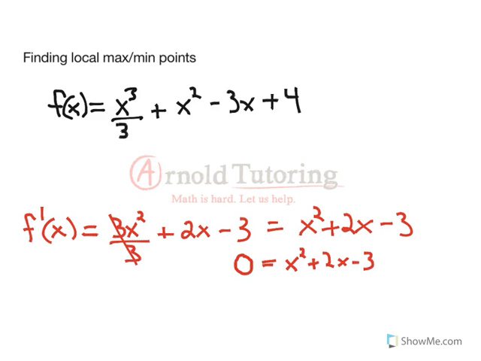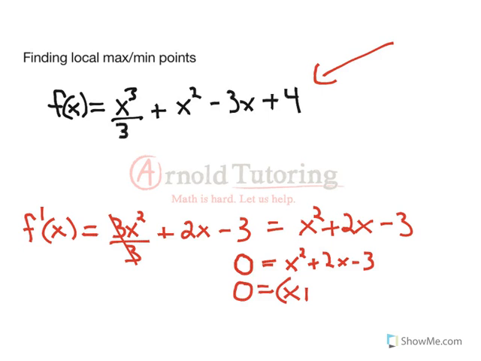How do we solve this for x? Because that's what we're trying to do. We're setting it to 0 to say there are some x values that make this derivative 0, and those are the x values on this curve that house the max points and min points.